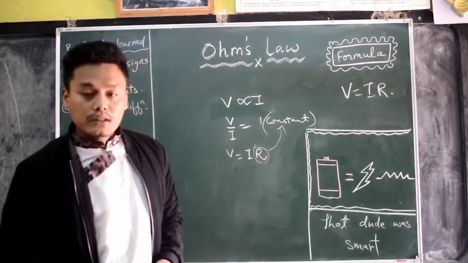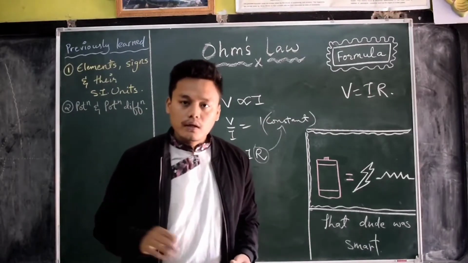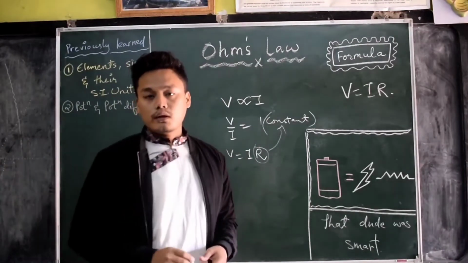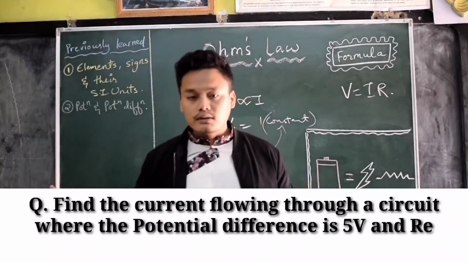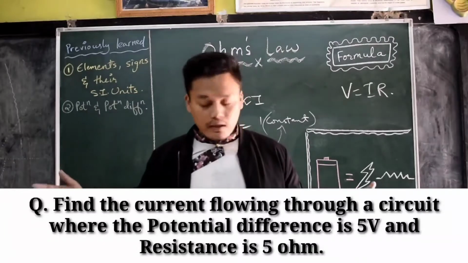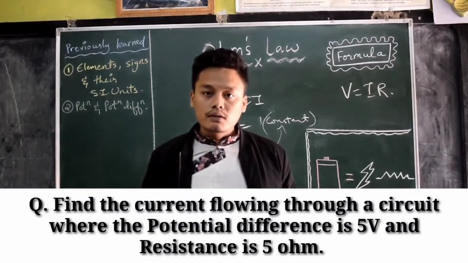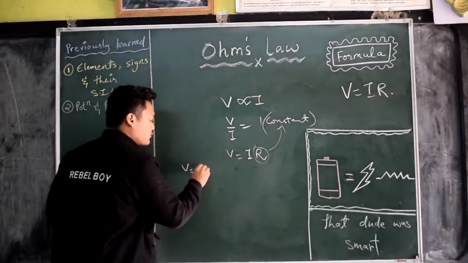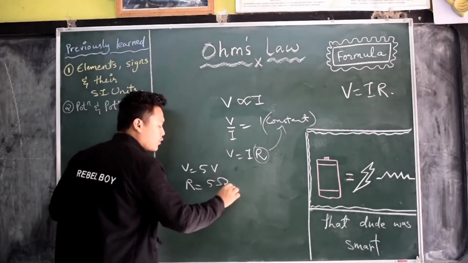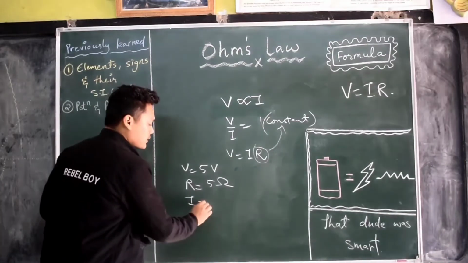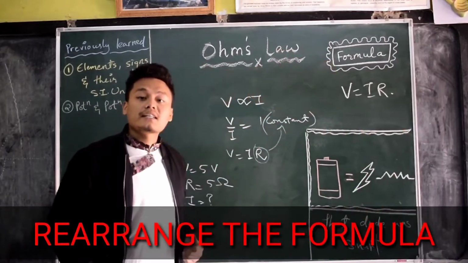Now the question is to solve using Ohm's law. Find the current flowing through a circuit with potential difference 5 volt and resistance 5 ohm. So V is equal to 5 volt and resistance is equal to 5 ohm. Find current. The formula is this. Now we have to rearrange the formula.